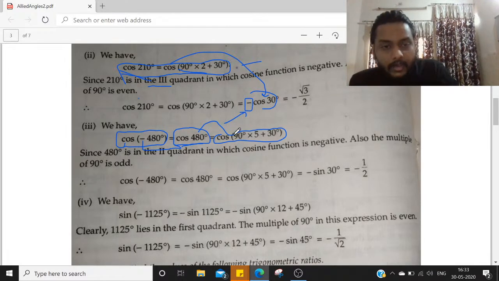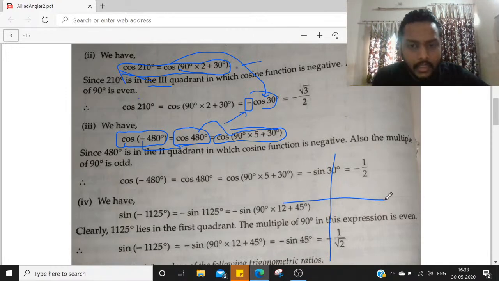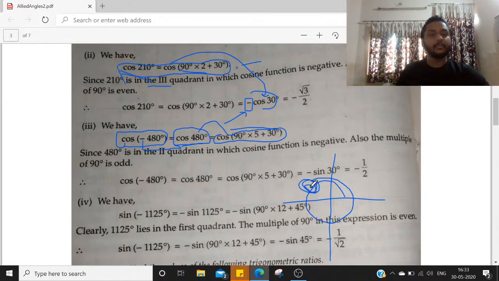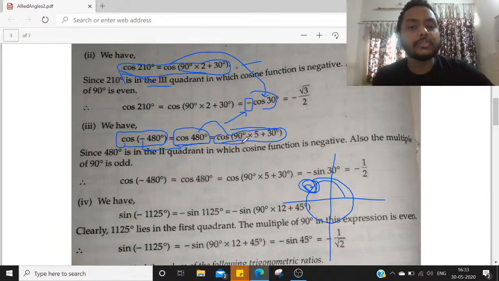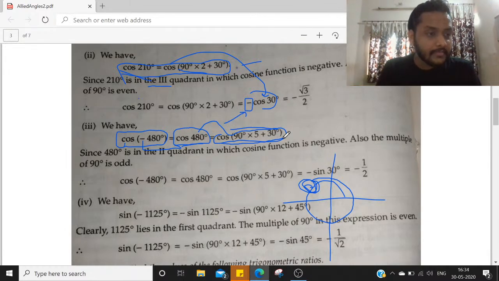Okay. Now again, if I talk about this particular angle, where will it lie? Let's see once. This is my Cartesian system. Okay. If I talk about 90, 180, 270, 360, this is my 360. 360 plus 90, that is my 450. After 450, this is my 480. My 480 will be lying somewhere here. And if you talk about this 480 degree, you can write it as cos of 90 times 5 plus 30. Are we clear with this? You can write your cos 480 as cos of 90 times 5 plus 30.